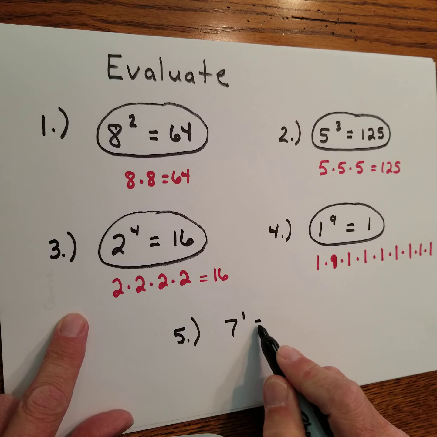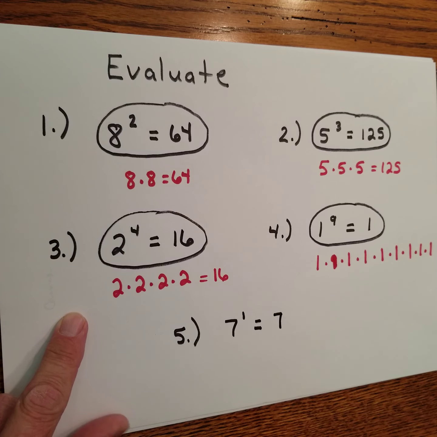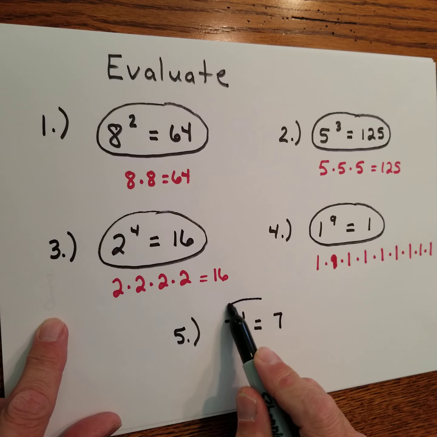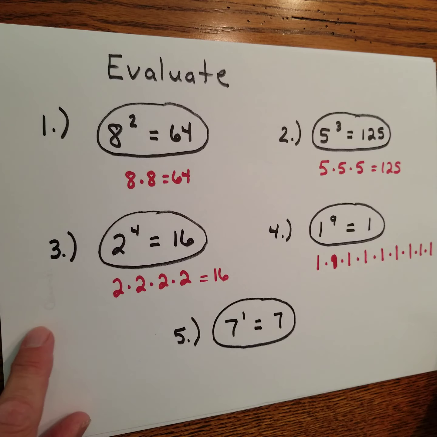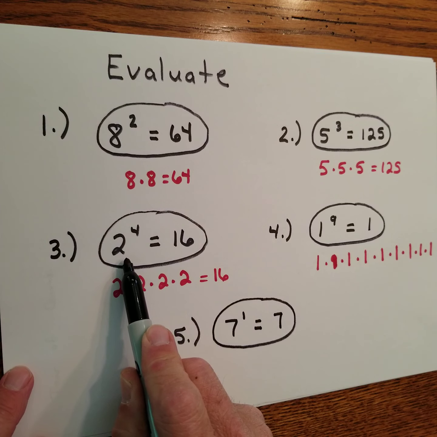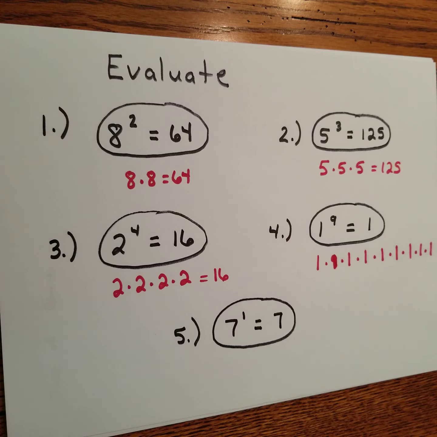Finally, 7 to the 1st power means just take 1 7. 7 to the 1st power just means 7. Make sure you're showing your work properly. For these problems, I want the problem, the answer. If you can do the work in your head, that's the way to do it.